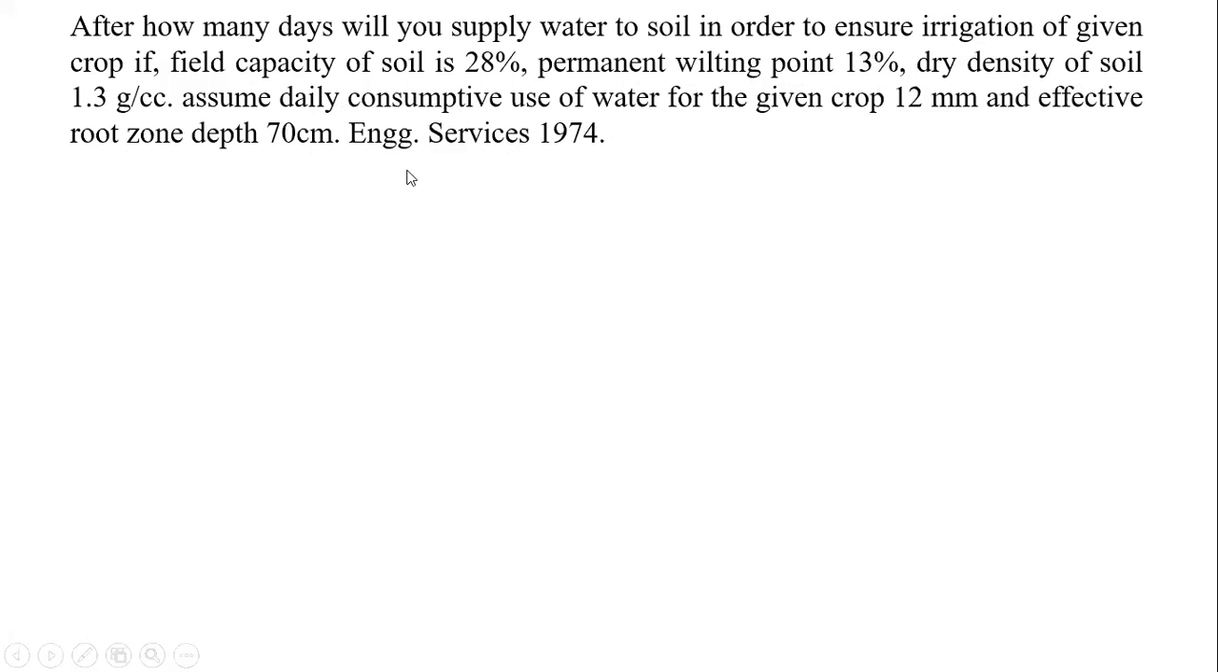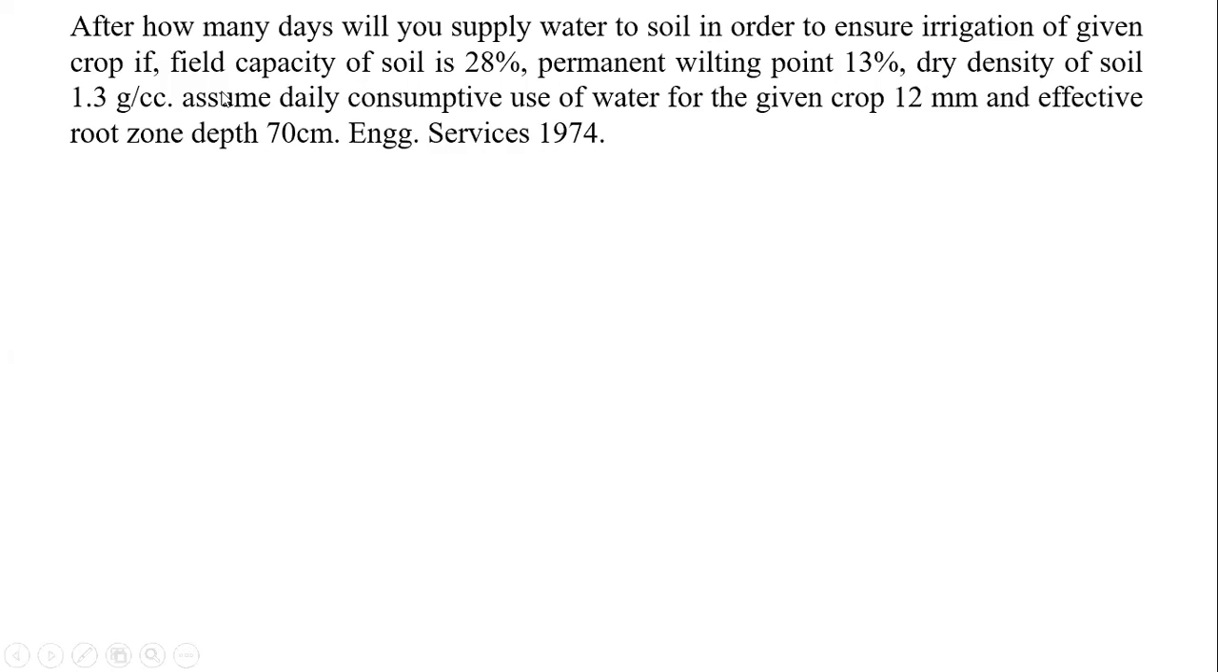So firstly we have to look at the data which is given to us over here, what they have asked and what they have given. They asked after how many days will you go for supplying the water to the soil. That means after how many days you will provide the water or irrigation to the crop. Why? Because we have to maintain the growth of the crop. For that purpose, after how many days we will be required to go for irrigation? That means they have asked the frequency of irrigation.